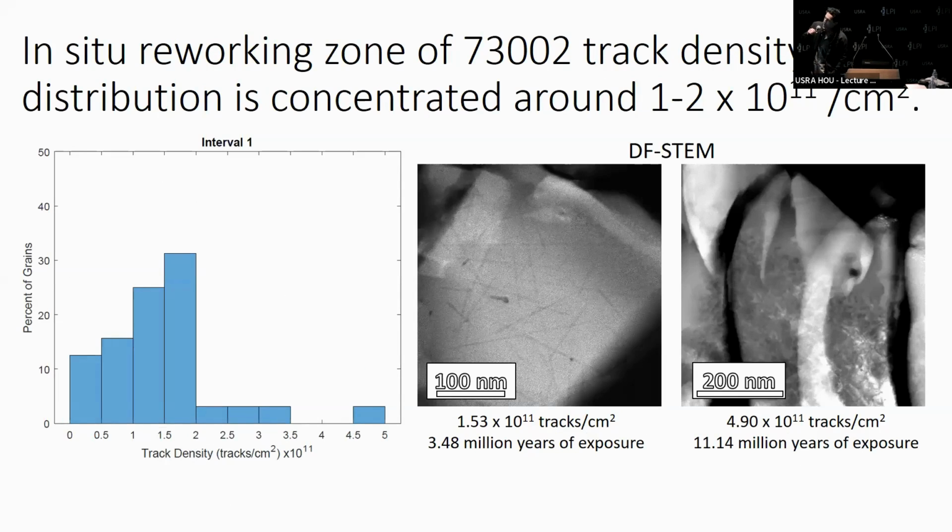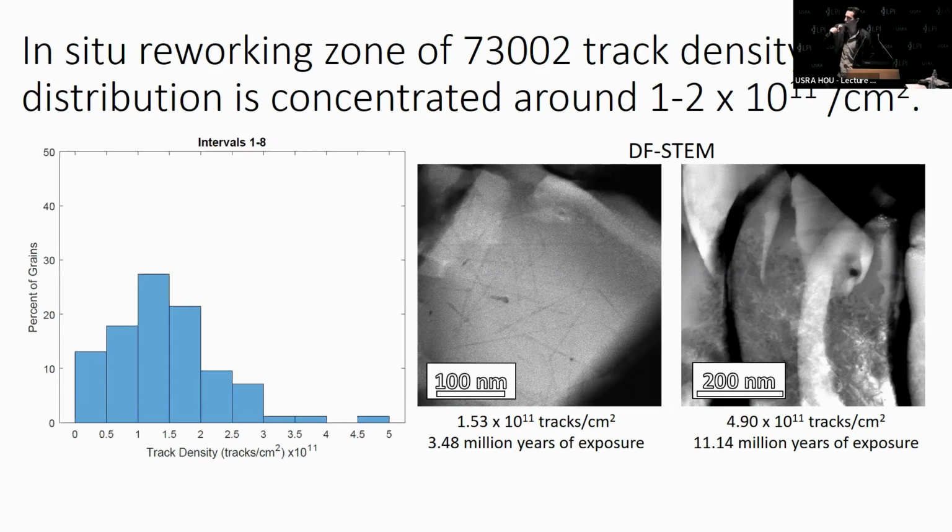This is just a histogram of interval 1, just a different way to look at what I just showed you. We can see that there's a peak ranging from 1 to 2 times 10^11 tracks per centimeter squared, corresponding to 4 to 5 million year exposure age. And then grains with higher densities are increasingly more rare, less common.